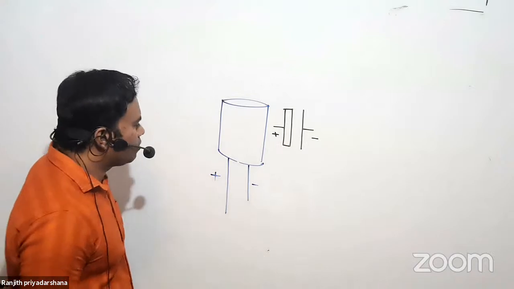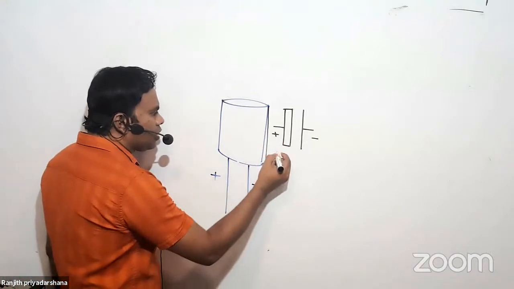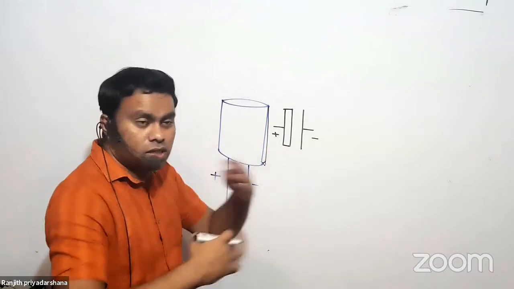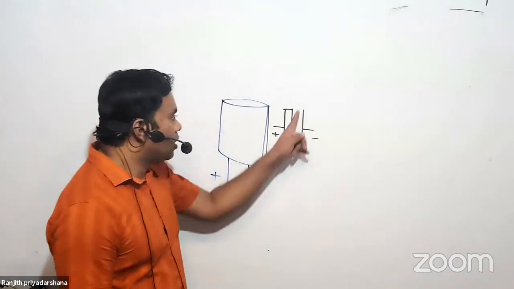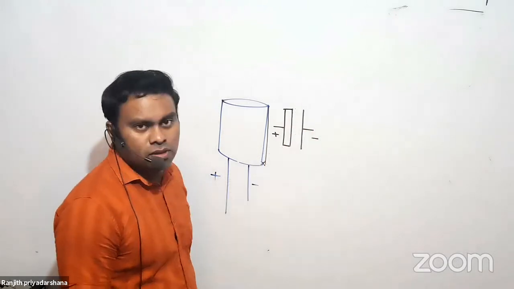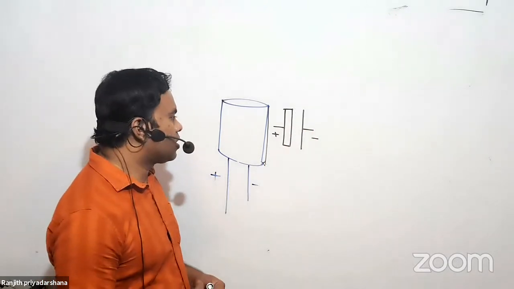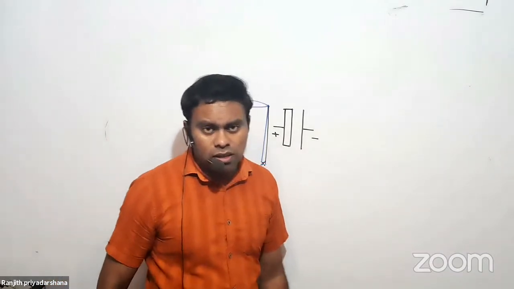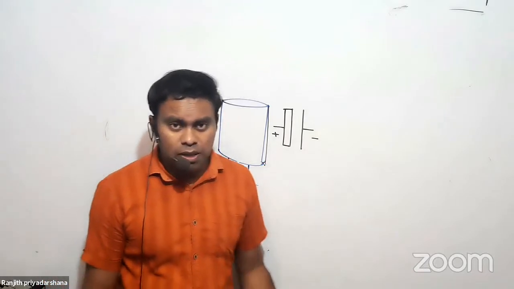And actually this represents two metal plates rolled together, inserting an insulator substance, a dielectric substance, in between, like polythene or oil-immersed paper.